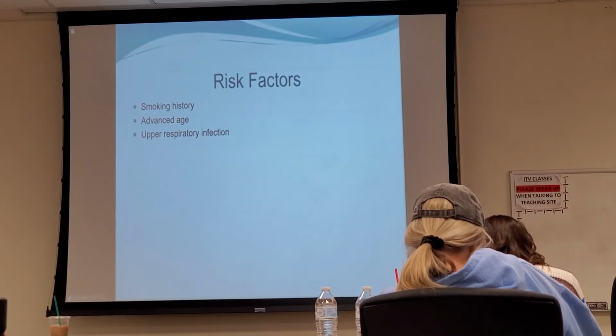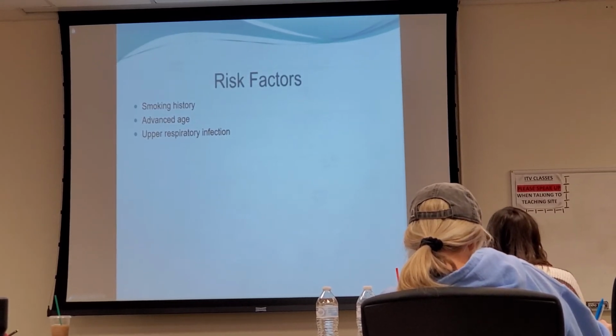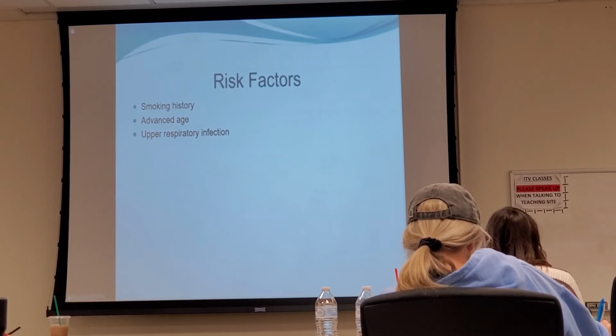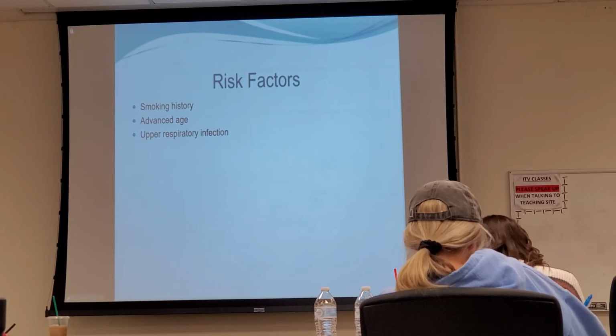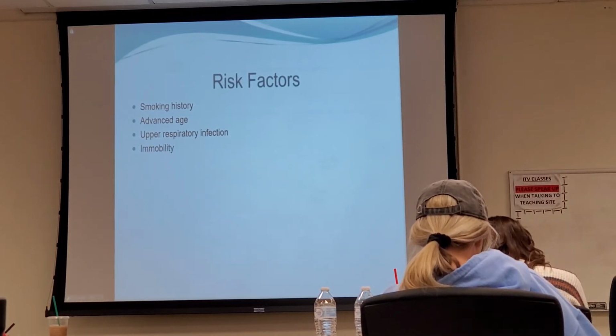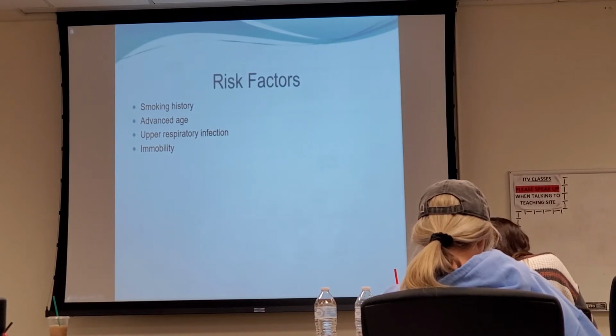Upper respiratory infection. Those who develop an upper respiratory infection, something from the trachea up, are also at great risk for it finding its way into the lower respiratory tract, which is where pneumonia occurs. Those who are immobile. We've talked about immobility in fundamentals and some of the dangers it poses to our skin. But immobility also causes a tremendous amount of risk for someone to develop atelectasis as well as pneumonia.